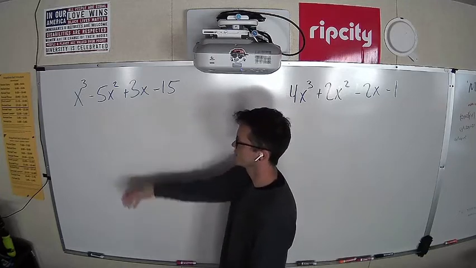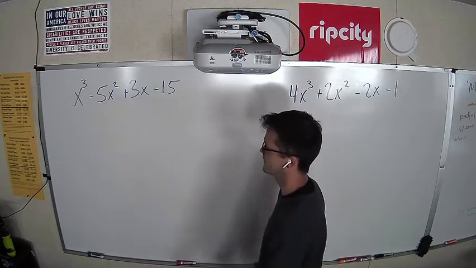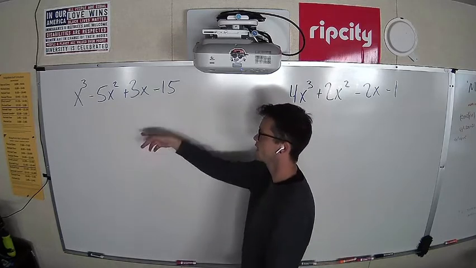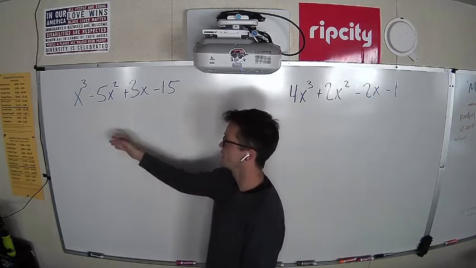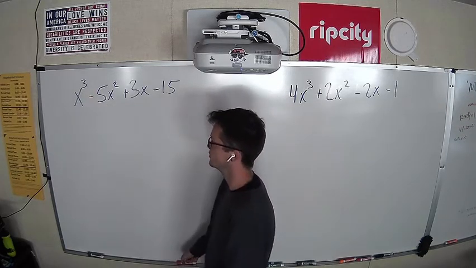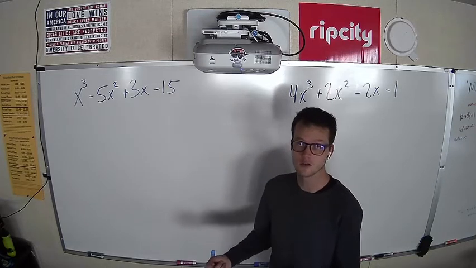We have this polynomial here, x cubed minus 5x squared plus 3x minus 15. And there's no greatest common factor between all four of these terms. We can't unfoil it because it's not just a quadratic. We have this x cubed term. So we're going to use this new method that we're going to be talking about today, factoring by grouping.